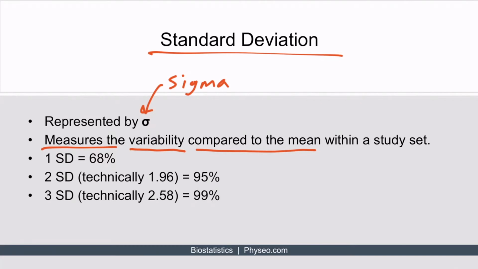It is important to know that one standard deviation from the mean encompasses 68% of the data, while 2 standard deviations, or technically 1.96 standard deviations, encompass 95% of the data, and 3 standard deviations, technically 2.58, encompass 99% of the data.